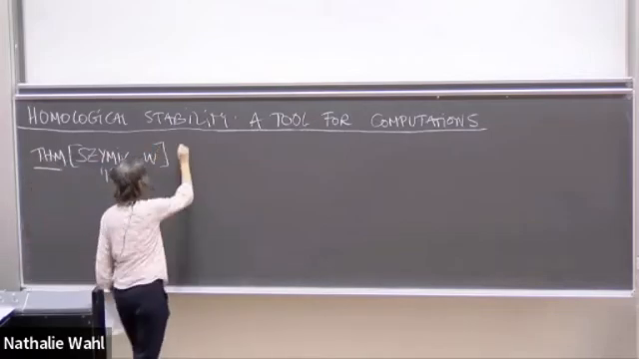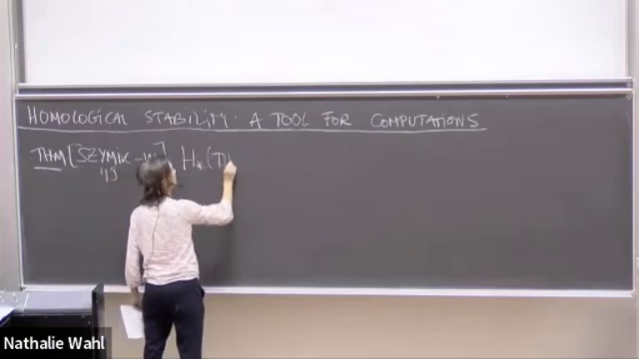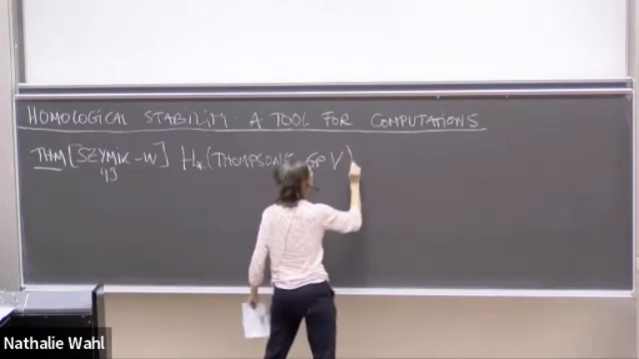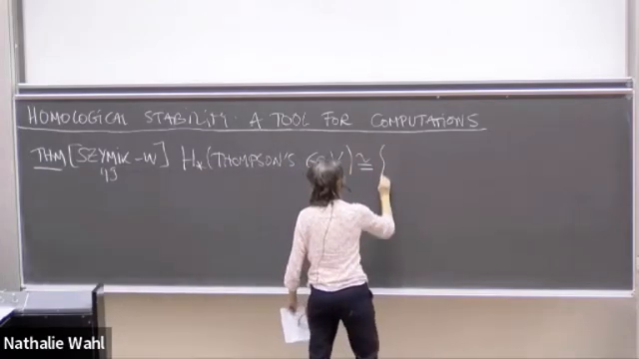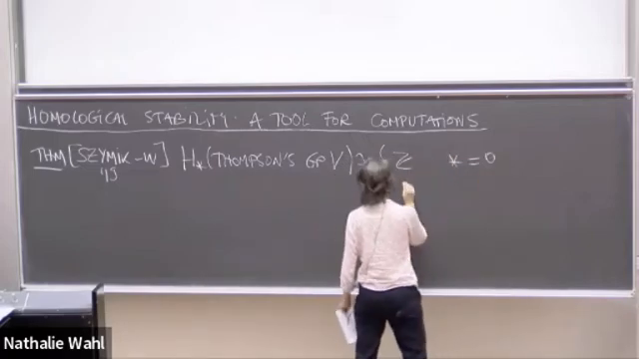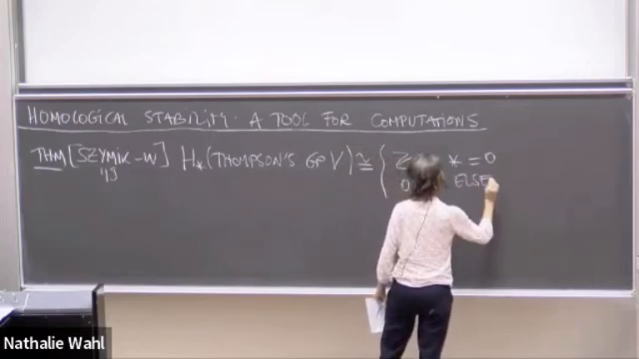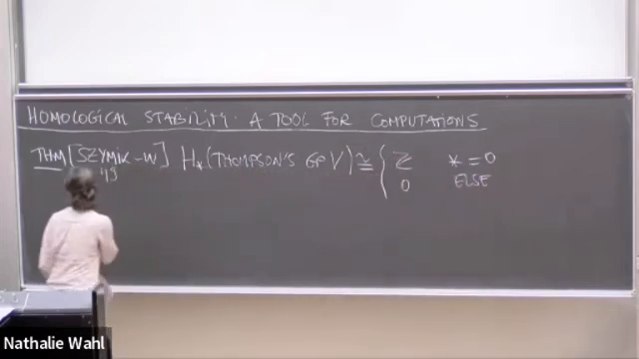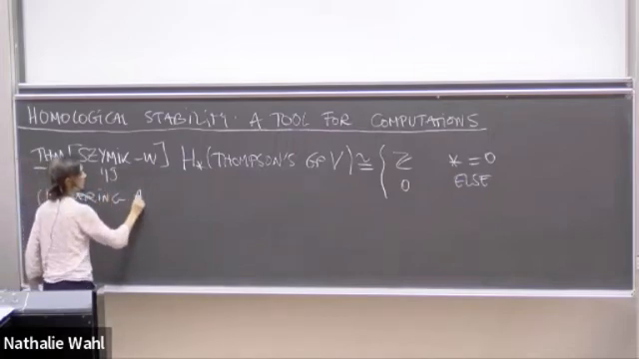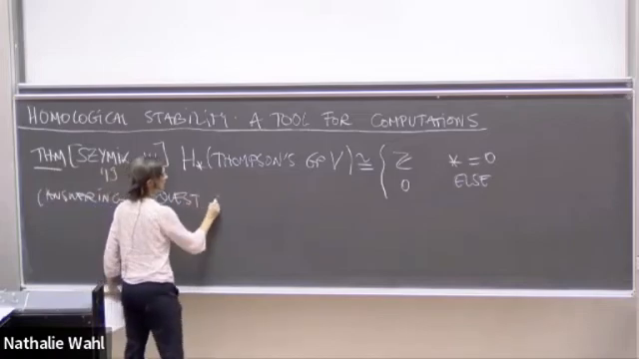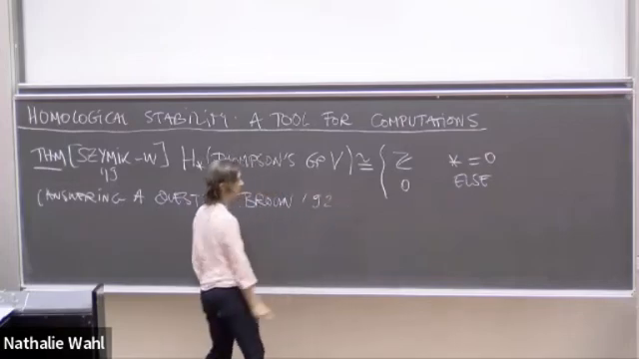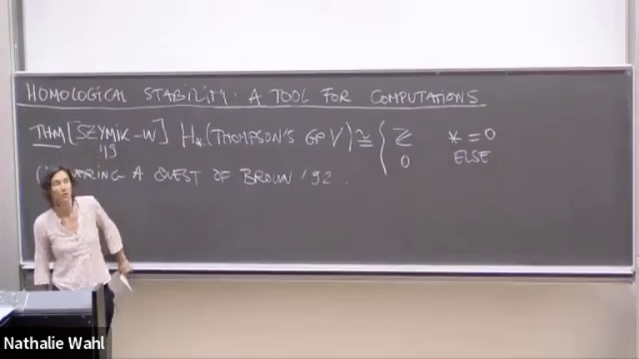And it says the following: the homology of Thompson's group V is Z when star is equal to 0 and 0 otherwise. And this was answering a question of Brown dating around 92.